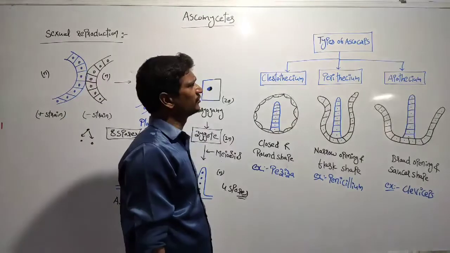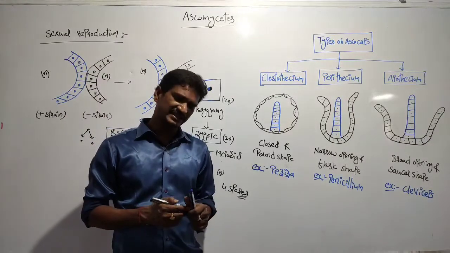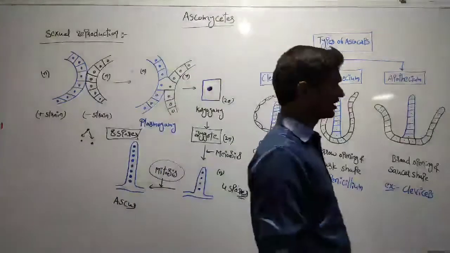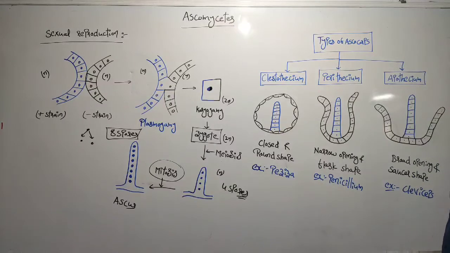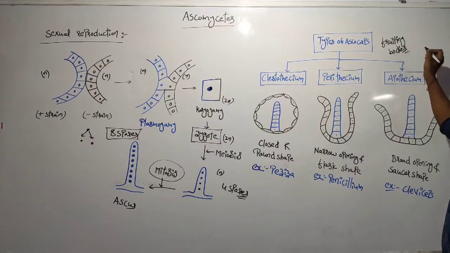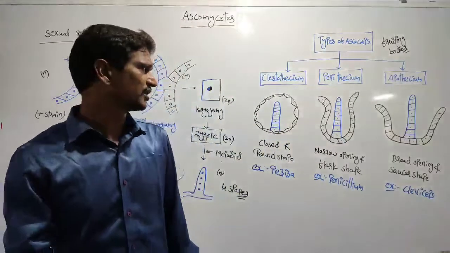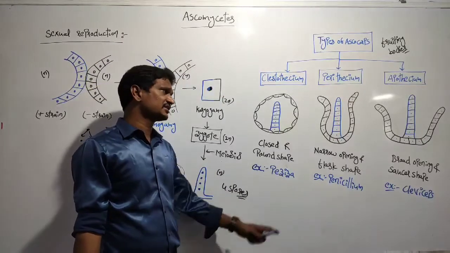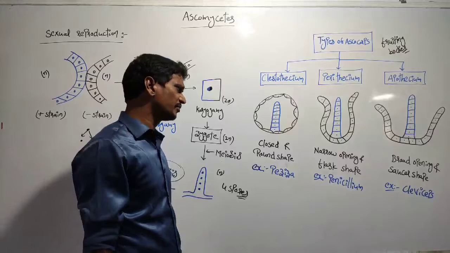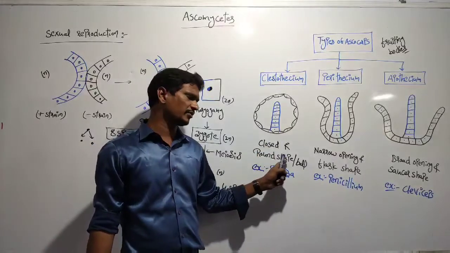There are different types of ascocarps. Ascocarps are the structures in which the ascus is covered by the mycelium, forming different types of structures. These are also called types of fruiting bodies. So finally the fruiting bodies are produced. The very first one is called cleistothecium. Cleisto indicates closed. So the ascocarp structure is completely closed, and the shape is round or ball shaped.